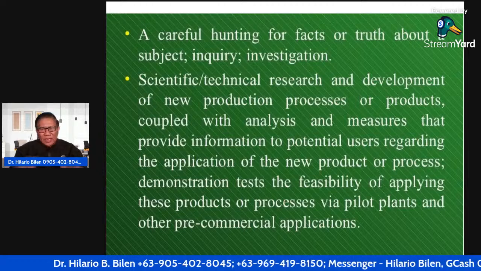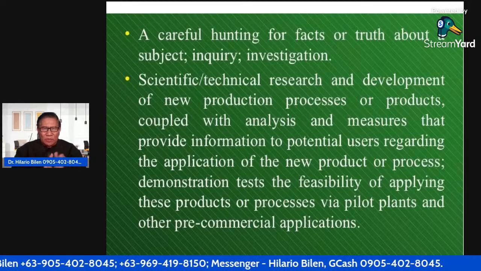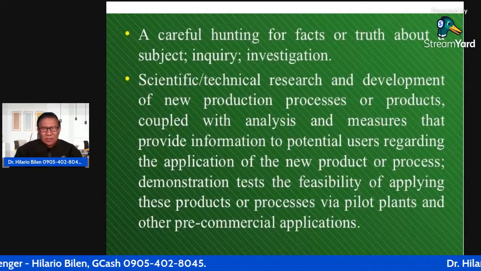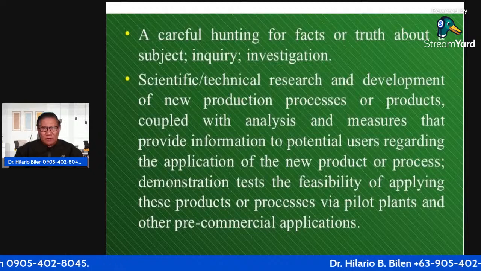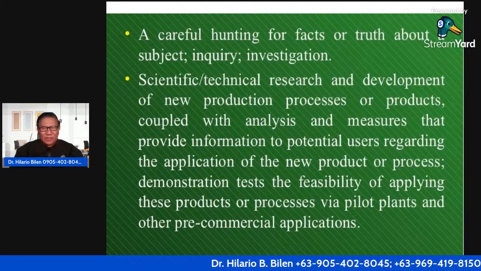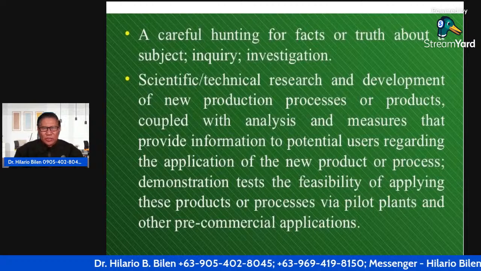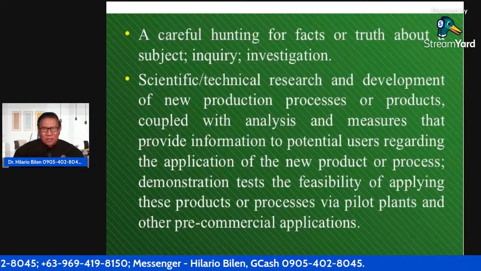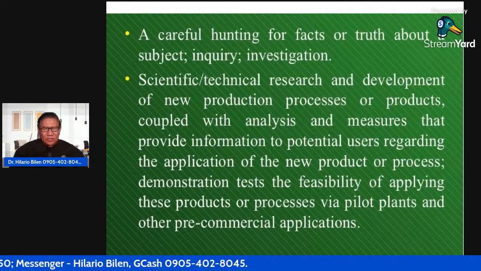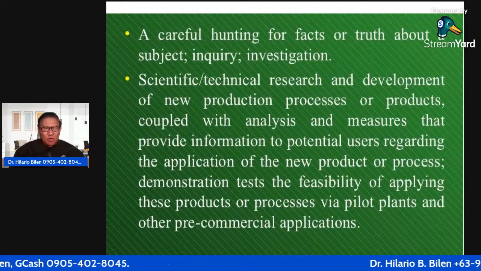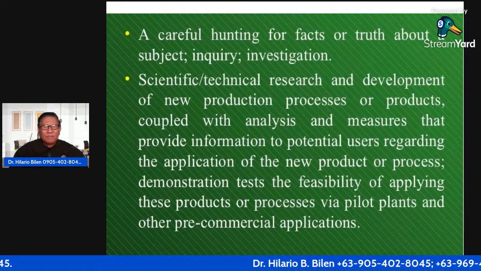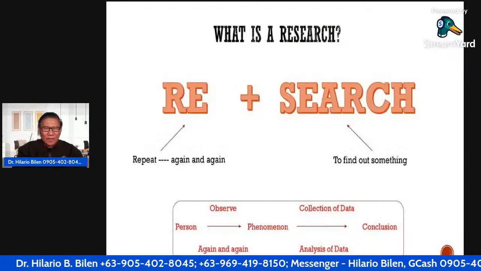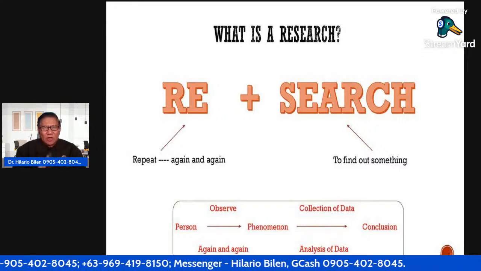So there are many definitions. I just want to read one more. Scientific or technical research and development of new production processes or products coupled with analysis and measures that provide information to potential users regarding the application of the new product or process. Demonstration tests the feasibility of applying these products or processes via pilot plants and other pre-commercial applications. Now check this. What is a research?